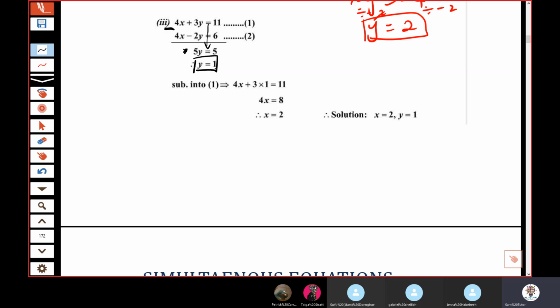Now you've got y. What other letter do you need to solve for still, Tiger? X. You've already got y, so you need to find x. Sub it back into, it doesn't matter, we're just going to sub it into 1. So it will look like this. 4x plus 3y. What is y equal to?